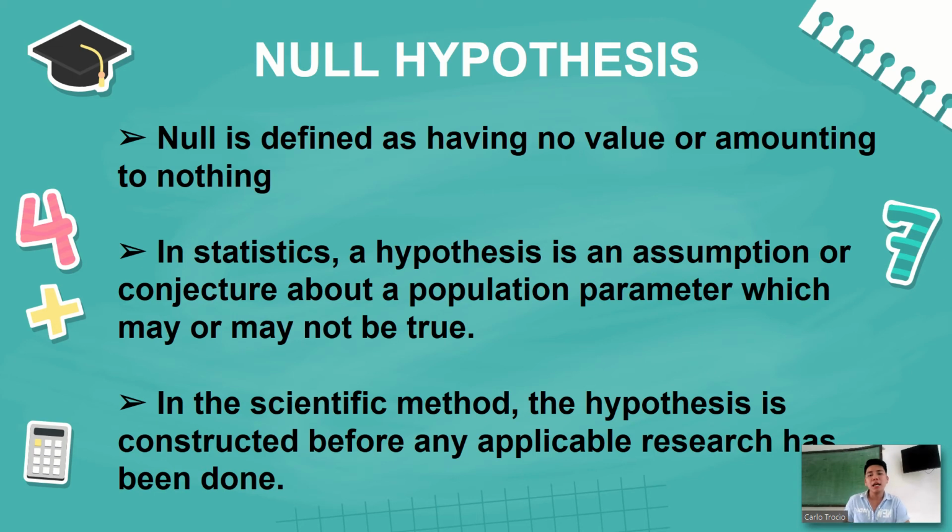In statistics, a hypothesis is an assumption or conjecture about a population parameter which may or may not be true. In the scientific method, the hypothesis is constructed before any applicable research has been done. So the null hypothesis is the hypothesis before a research came.